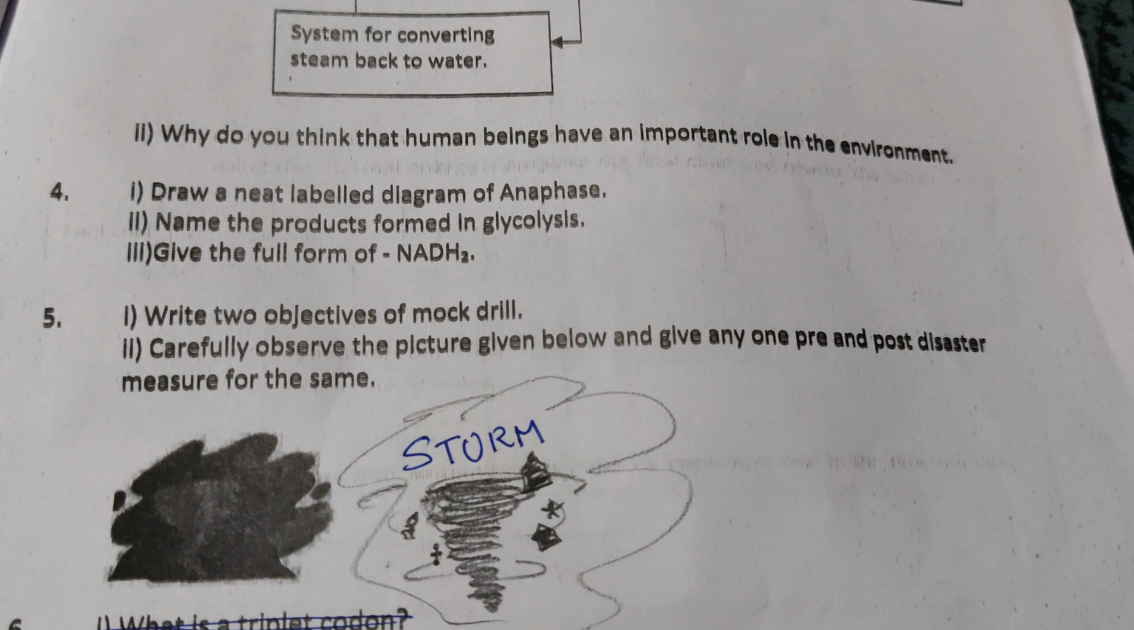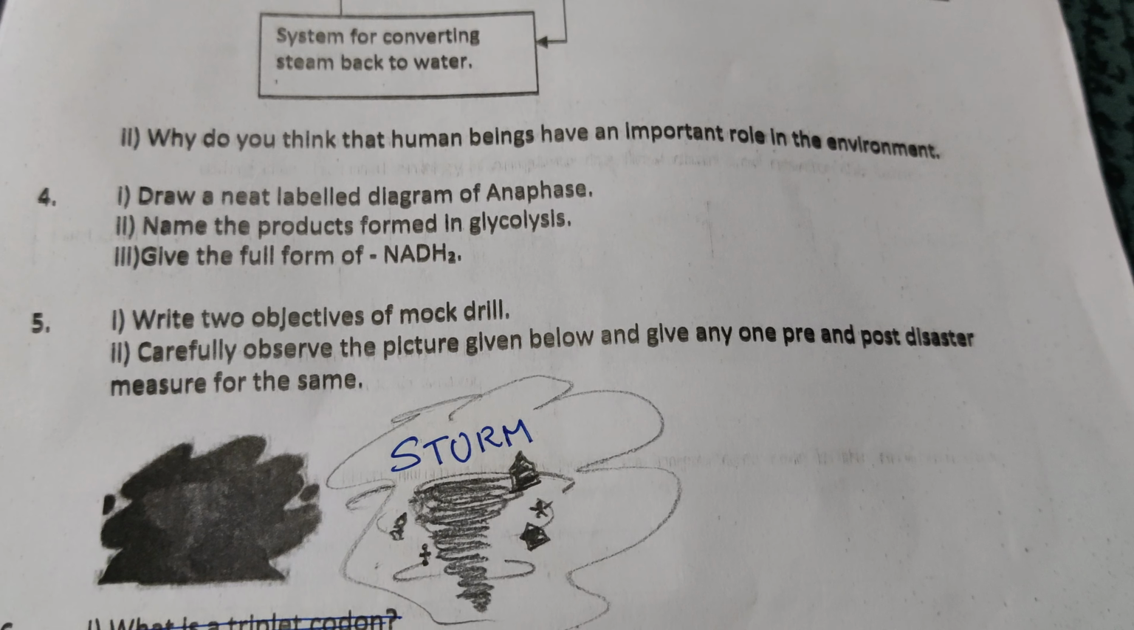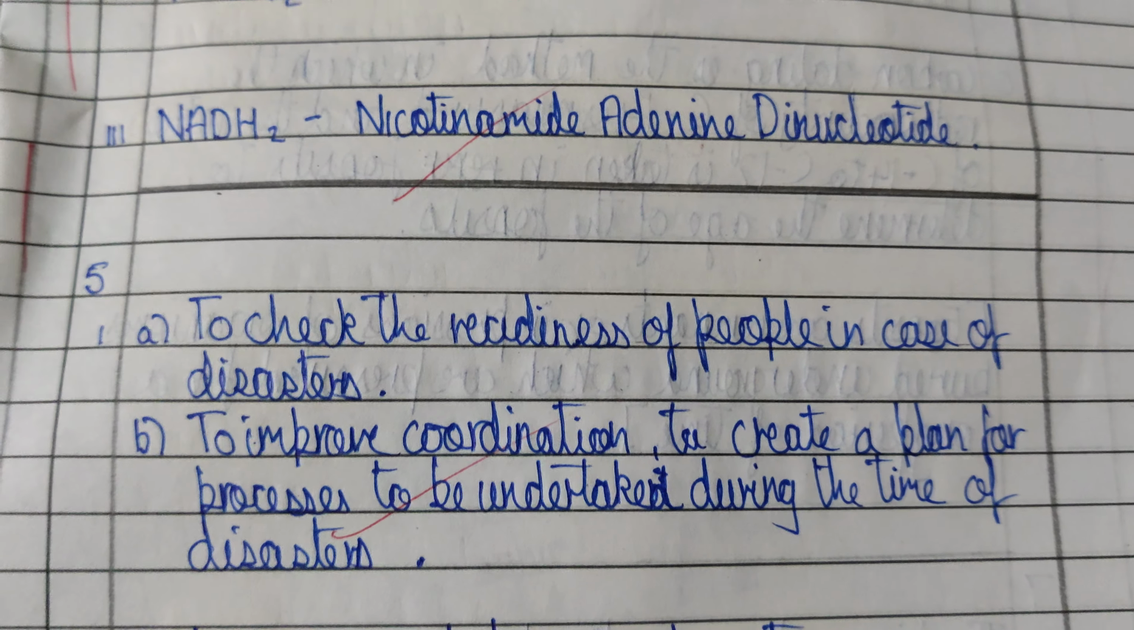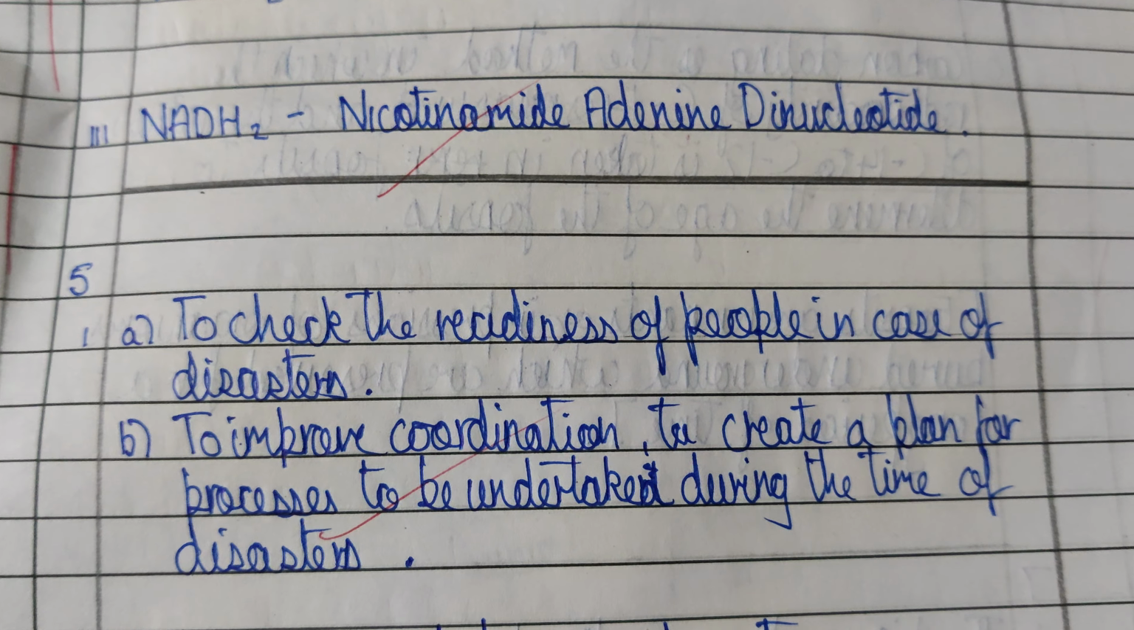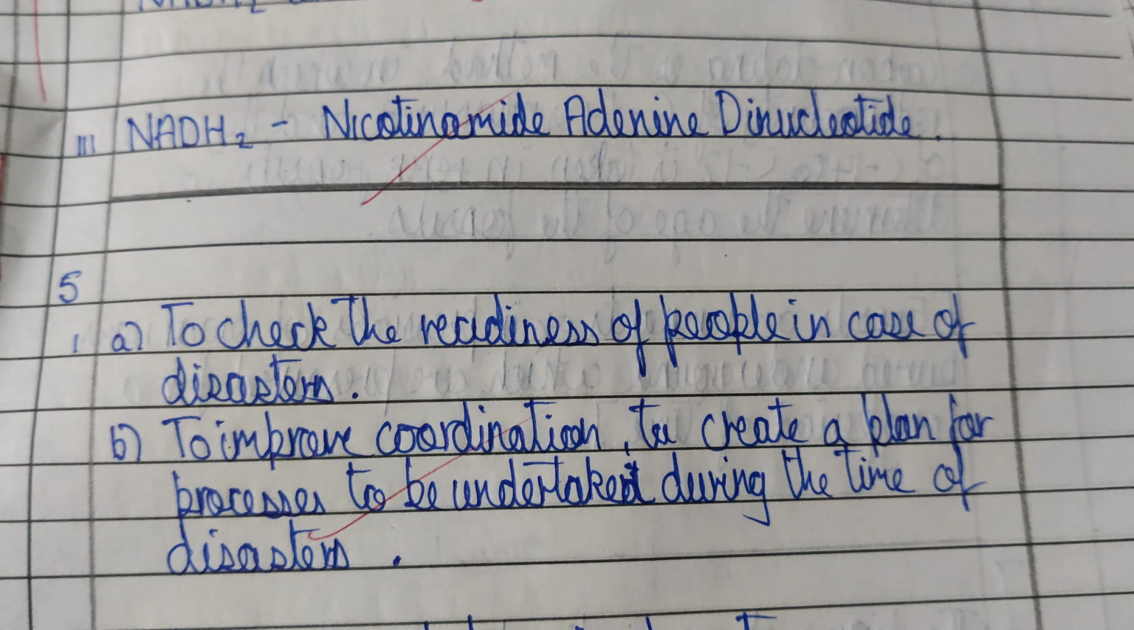Write two objectives of mock drill. Carefully observe the picture given below and give any one pre and post disaster measure for the same. To check the readiness of people in case of disaster, to improve coordination, to create a plan for the process to be undertaken during the time of disaster.